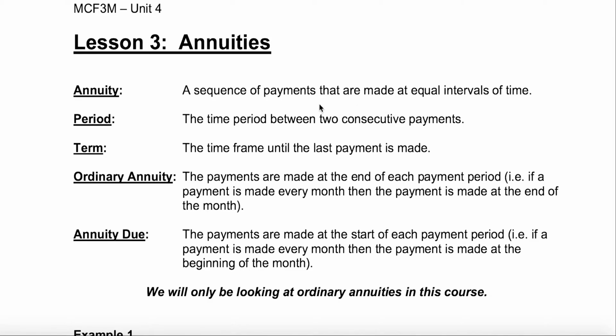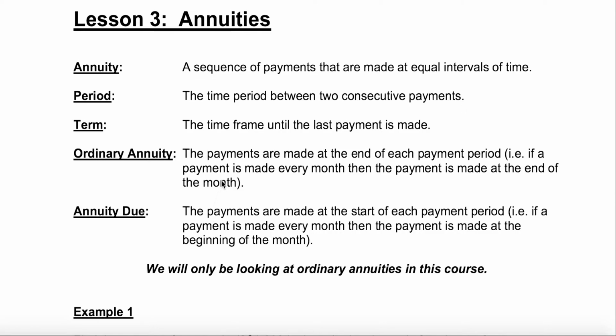So for example, let's say you're going to invest $100 at the end of each month for the next 10 years. That's an annuity. There are regular payments that are happening. It's not just a one-time thing. So the period is a time period between two consecutive payments. The term is just the time frame until the last payment is made. So if you're going to do this for 10 years, it would have a term of 10 years.